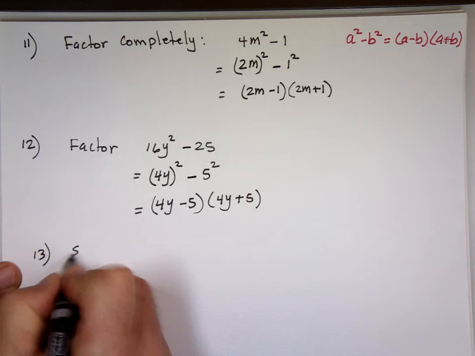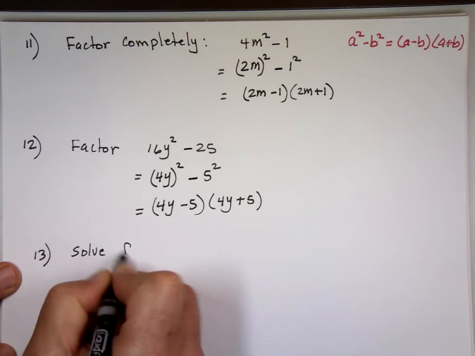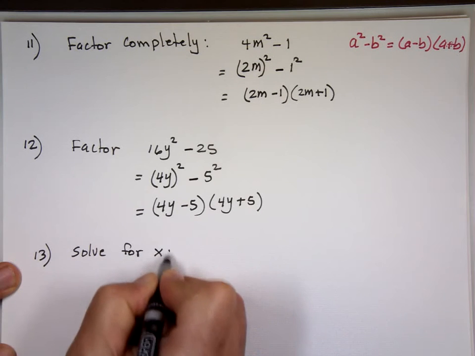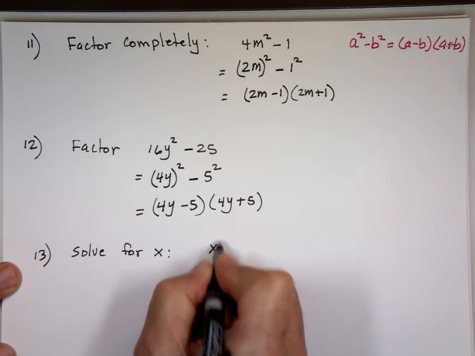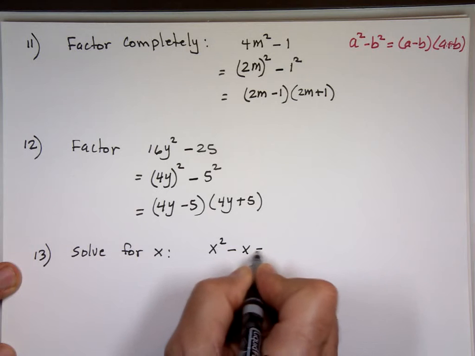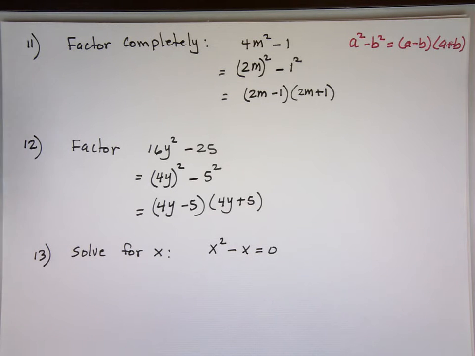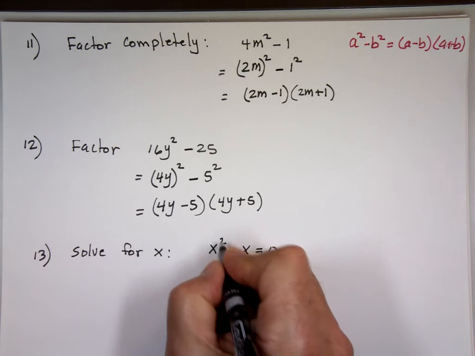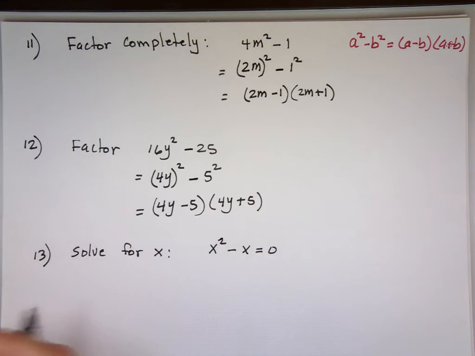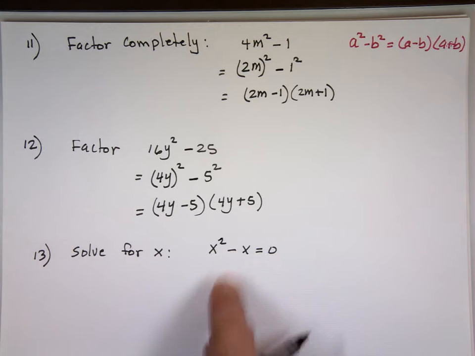Solve for x. X squared minus x equals 0. If you remember, when we solve a quadratic equation, one of the methods is solve by factoring. And to factor that, you got to move everything to one side. That's done for us. Step number 2, factor completely.